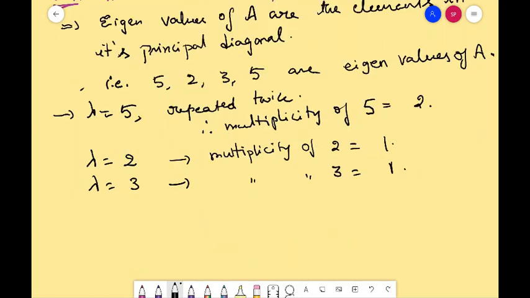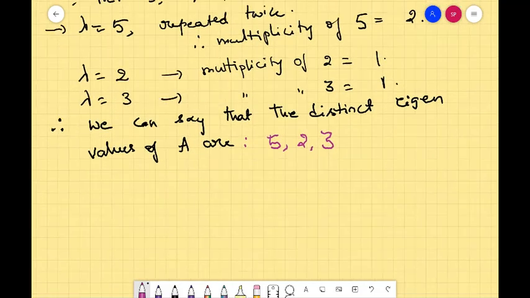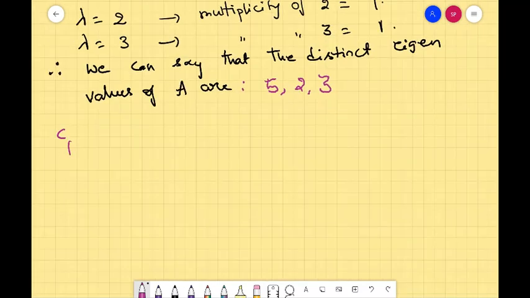So here, therefore, we can say that the distinct eigenvalues of A are 5, 2, 3. Right. Now next we have to find the characteristic polynomial.